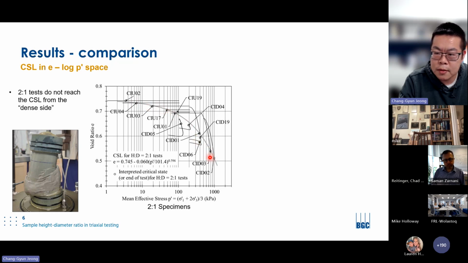I think it's because of the combined effect of the compressibility of the grains and also the particle crushing at high stress. And you can see that all the loose tests converge to the unique critical state line pretty nicely. But if you look at the dense tests here, here, and here, they didn't reach the critical state line.